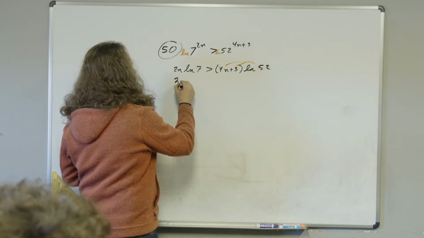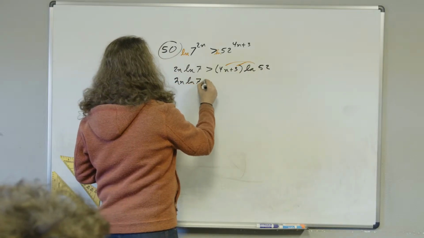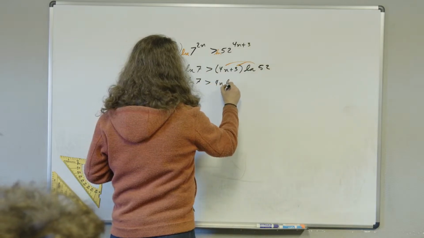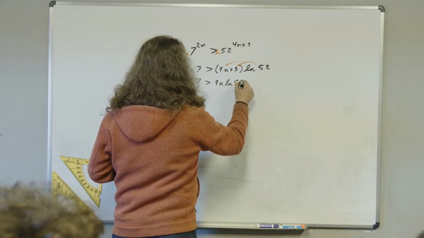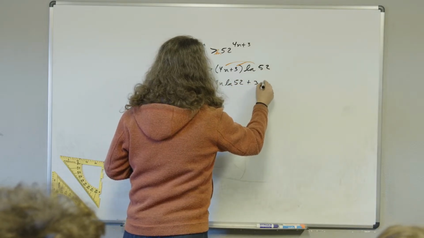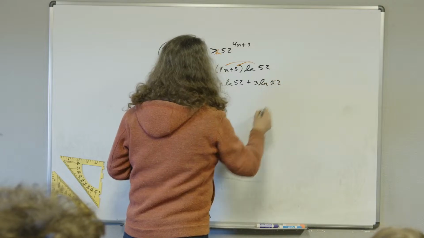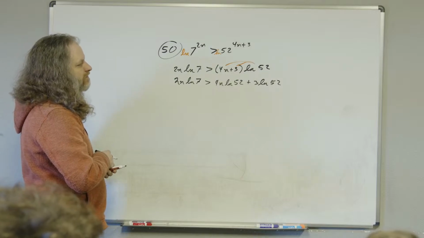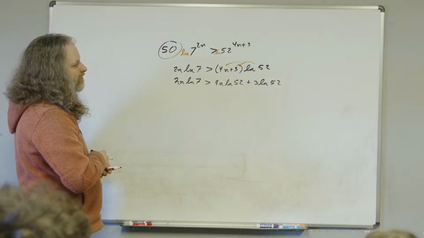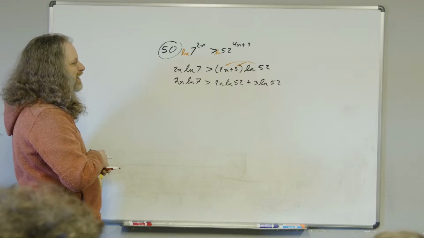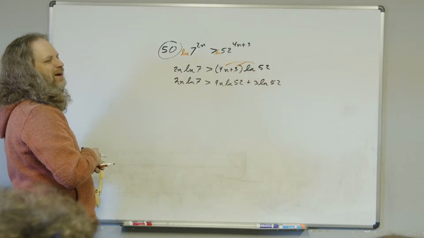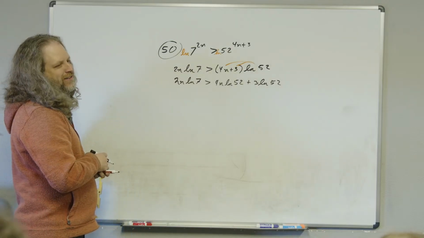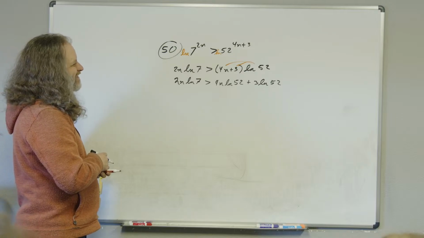2n times the natural log of 7 is greater than 4n times the natural log of 52 plus 3 times the natural log of 52. Now what? You don't do log anymore, it's just throwing it in. Subtract. Have you been listening in the class? Because I've been saying words about that, but it's okay. You'll learn what it means later. Oh, that's today. I just wasn't looking. Subtract 4.